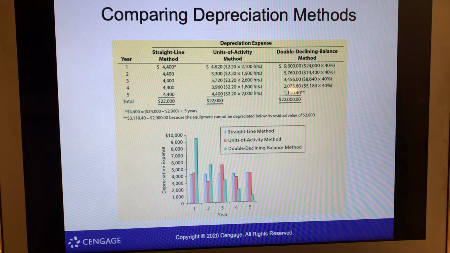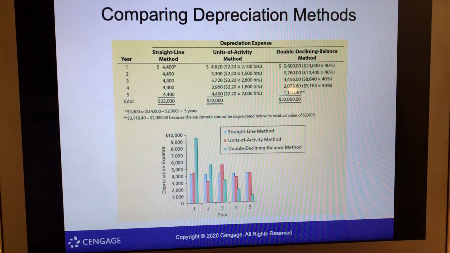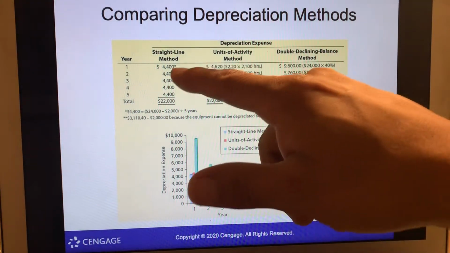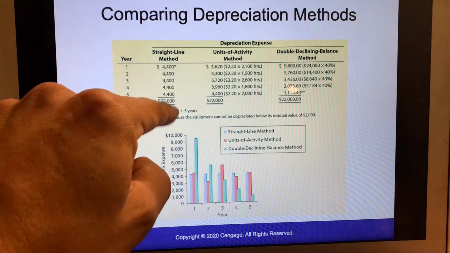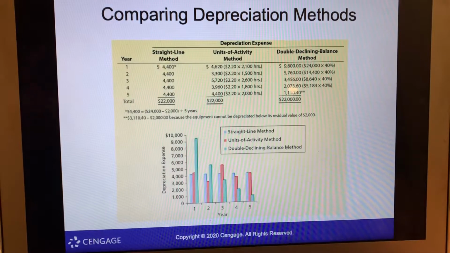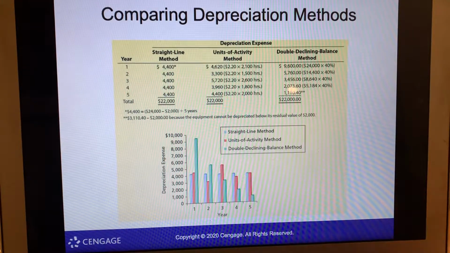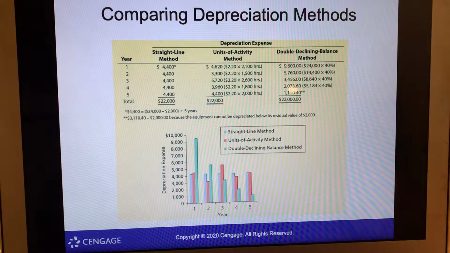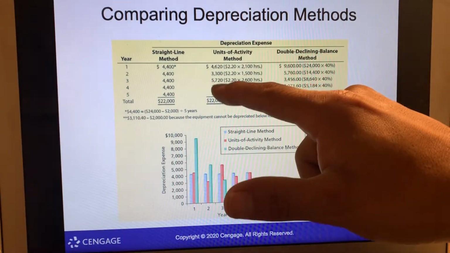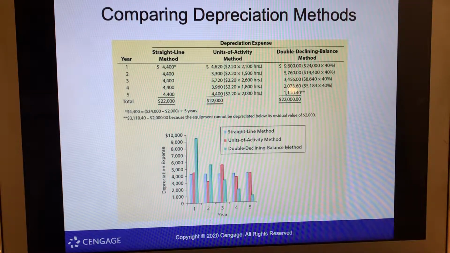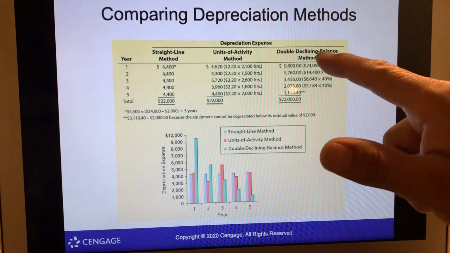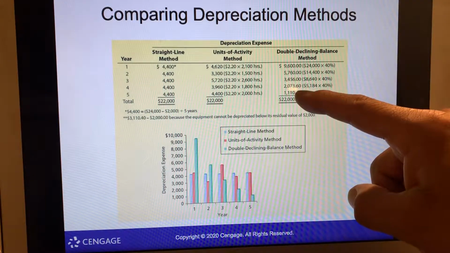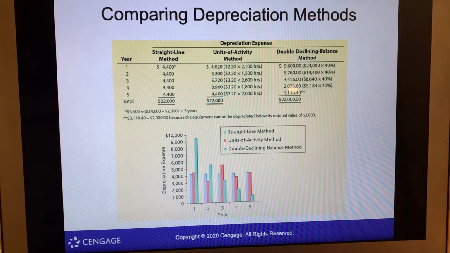So, comparing depreciation methods. If you take a look at this, here's straight line right here. It's an even 4,400 all the way down. Units of measurement depends on how many hours you use, or it can actually be the number of products, like if you have a cost of goods and you manufacture something. Here are the number of hours, which still equals 22,000. Double declining balance does happen quicker, and then the very last year it's very low. Okay, so keep those in mind.